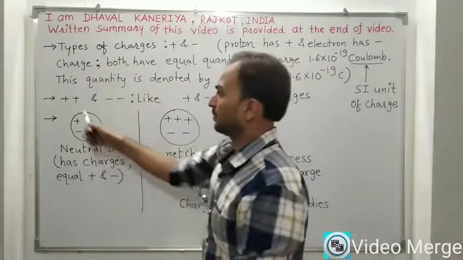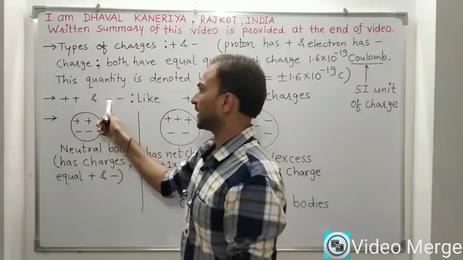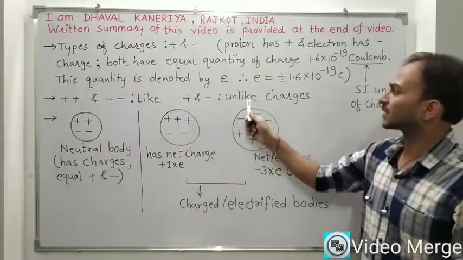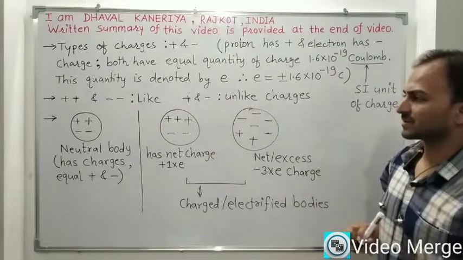Now, plus and plus, minus and minus are called like charges. Plus and minus are called unlike charges.